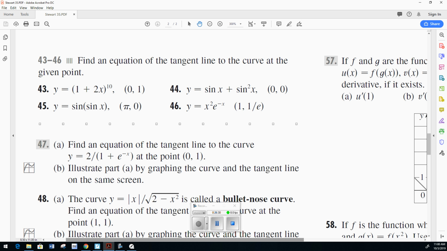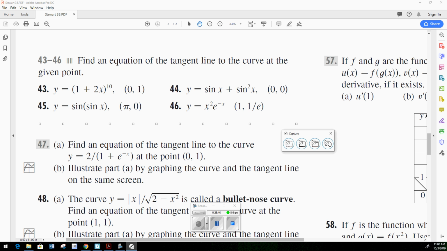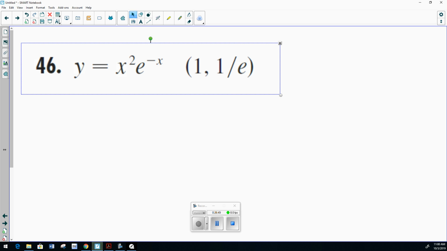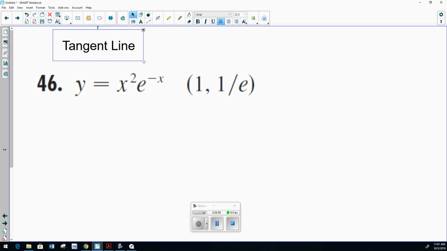We need an x and a y, and it was given to us, so check. We need the derivative evaluated when x is 1, and y minus 1/3, or 1 over e, equals m x minus 1. So this is what I need you to do. I need you to do step number 2. Find me the derivative and plug in 1. It's okay if you get it wrong, but this feedback that I keep telling you about, that's super important, okay?